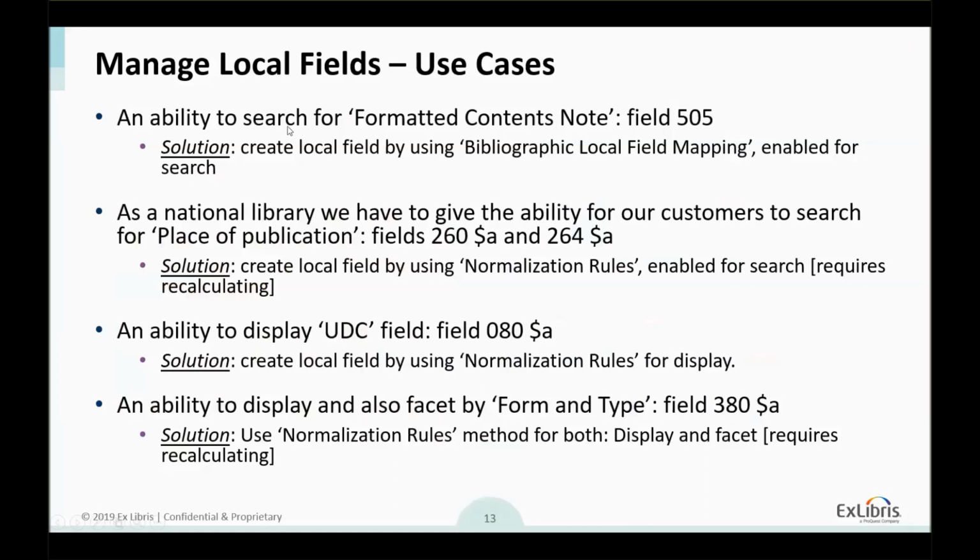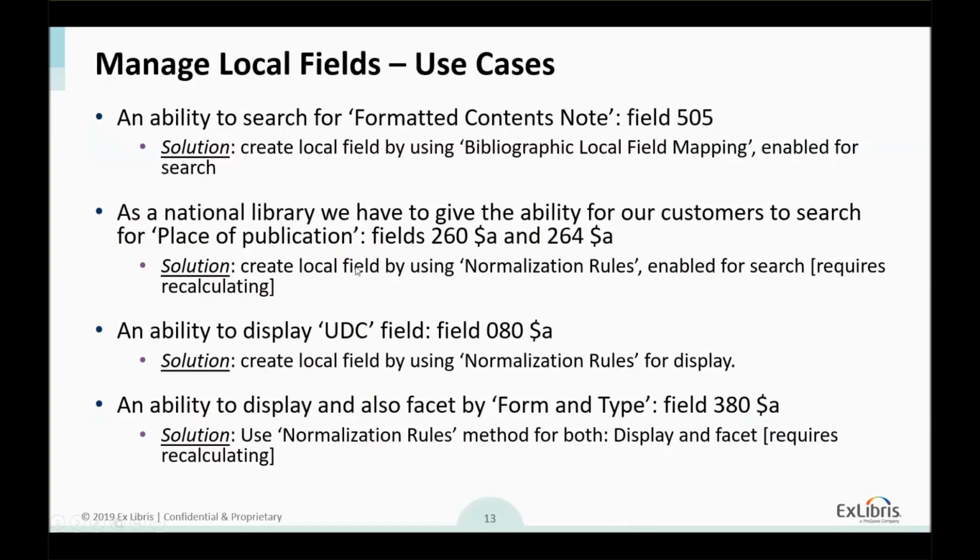So let's see what those are. Those are real cases from customers and real needs. There was a need for an institution to search for formatted content notes, which is stored in field 505. This is a field that is defined as a MARC local field. So you can create the local field by using bibliographic local field mapping. It will be enabled for search and available for the users immediately.